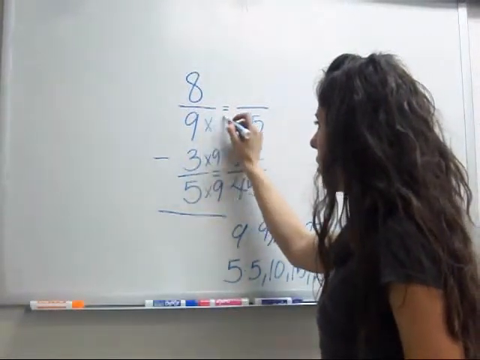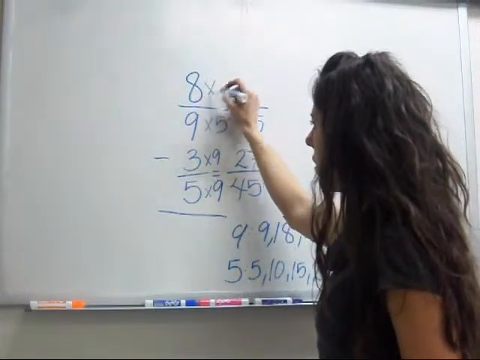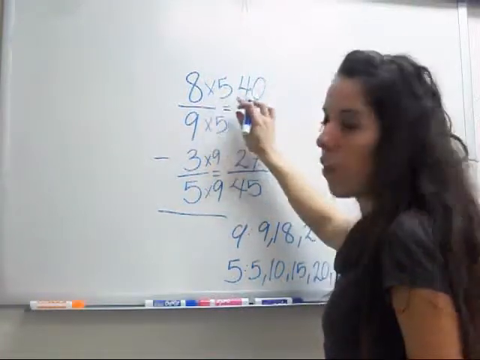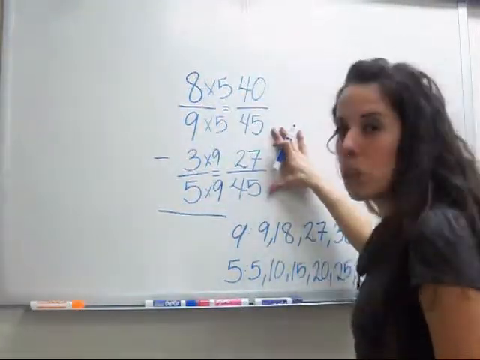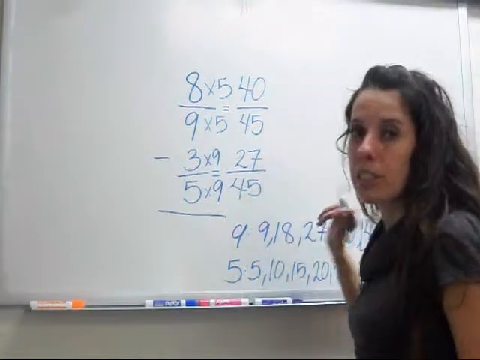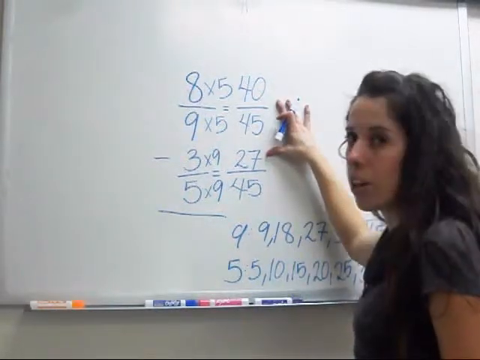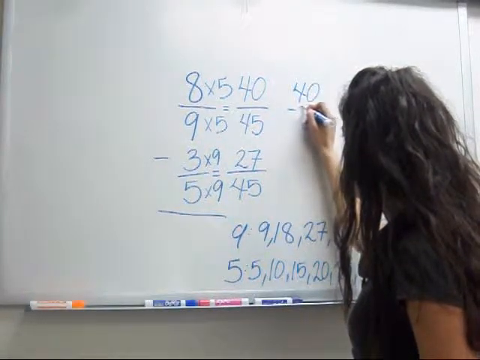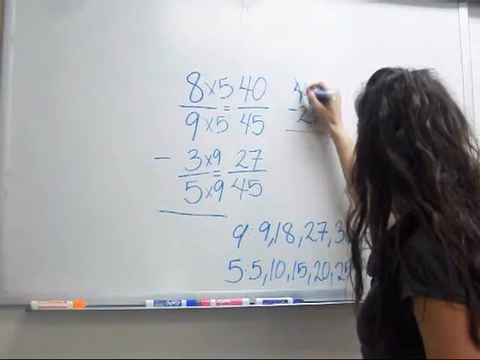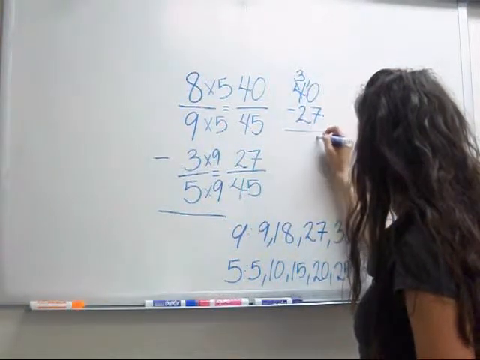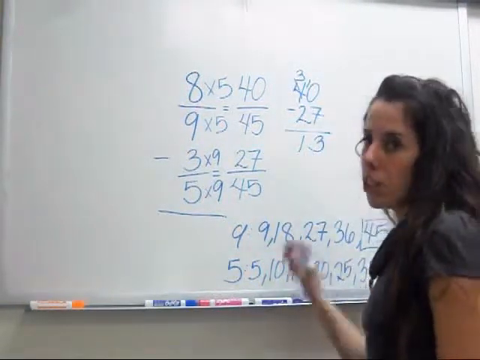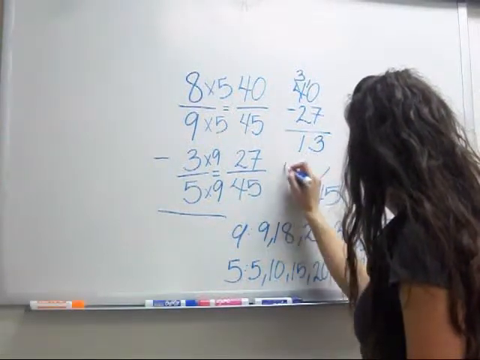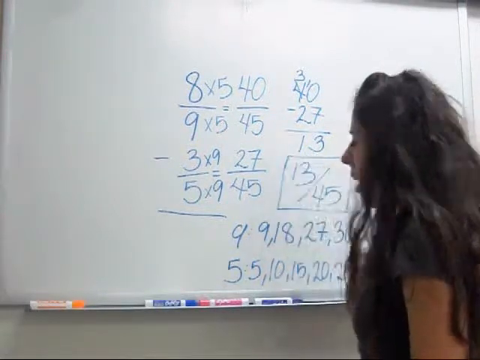Okay, 9 times 5 gives me 45, so I'm going to multiply the top of this fraction by 5 as well. So we have 40 here, 8 times 5 is 40. Now, since we have common denominators in our two fractions, we simply subtract the numerators to get our answer. So 40 minus 27 is 13. So we have 13/45ths as our answer.